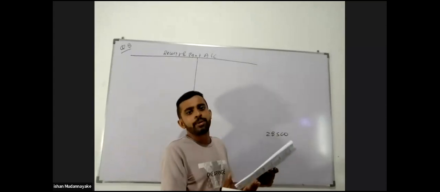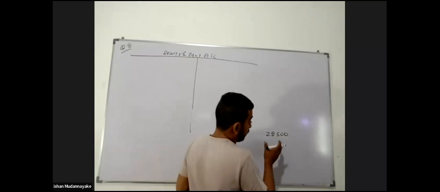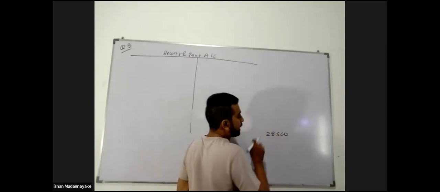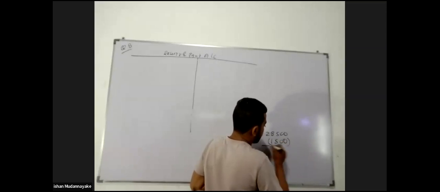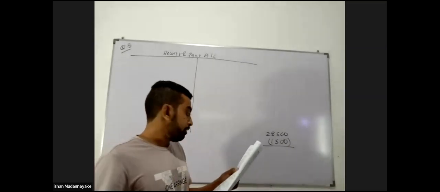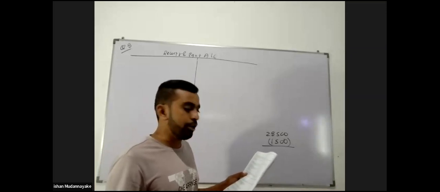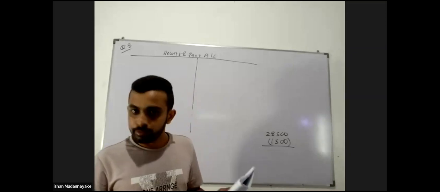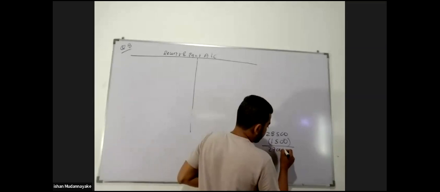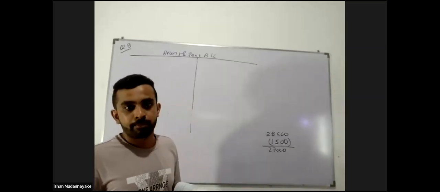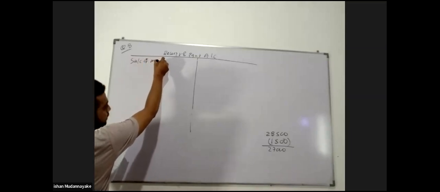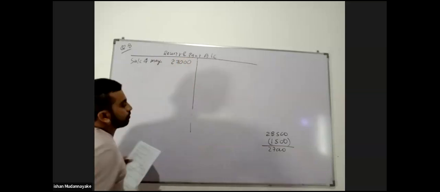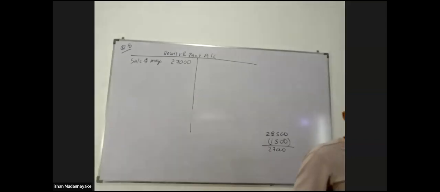When preparing the income statement, we prepared it based on the accrual concept. The uncollected 1,500 has been added to this 28,500. From this 28,500 you need to deduct 1,500, to calculate the actual cash received from sale of magazines. How much, students? 27,000. Sale of magazines, 27,000. Lagdil, clear? Yes, sir.